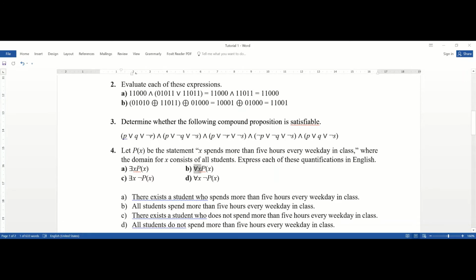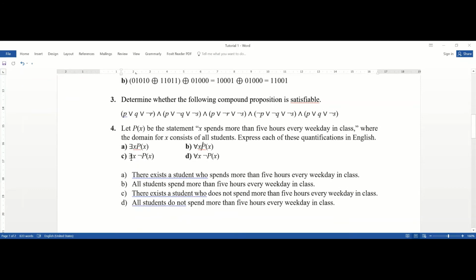Now, we know that for all values of X, this one is the universal quantifier. This is the existential, this is the universal. So for all values of X, P(X) is true. What are all the values of X? All students. So in that case, we have to replace "X spends" by "all students." All students spend more than 5 hours every weekday in class. And that will do. That will replace this.